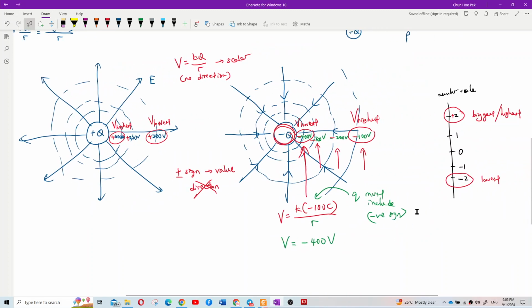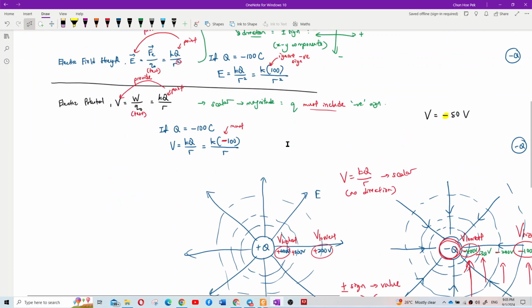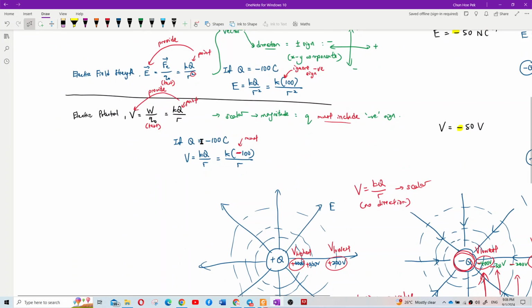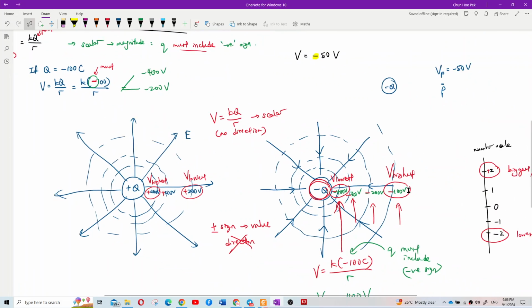Itulah maksud saya. So, kalau charge itu, the question give you is a negative charge. So, the charge you must include negative sign. Barulah you dapat contoh nilai negatif potential, negatif 400 lah, negatif 200 volt lah. Macam ini nilai ni. Ya, tapi line distance lain dia punya potential kan?